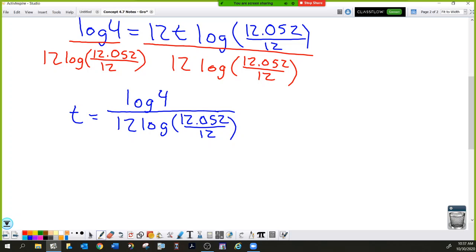Log of 12.052 divided by. What an ugly thing to type. Okay, moment of truth. I should get a number smaller than 27.3. 26.7. So it took 0.6 years less. So it's like, what, 7 months faster, something like that? Compounding monthly instead of yearly.